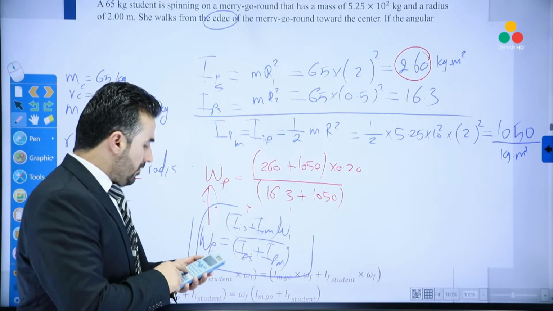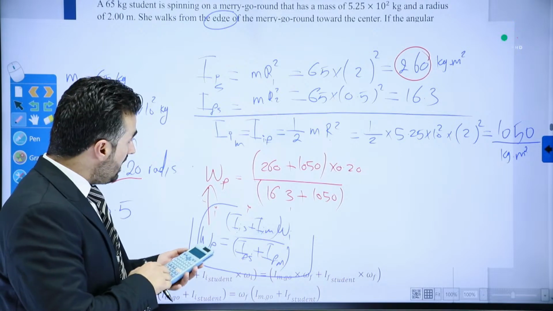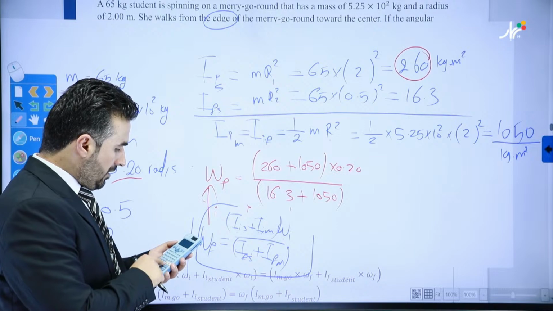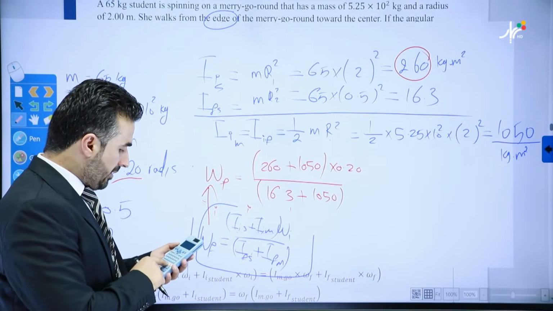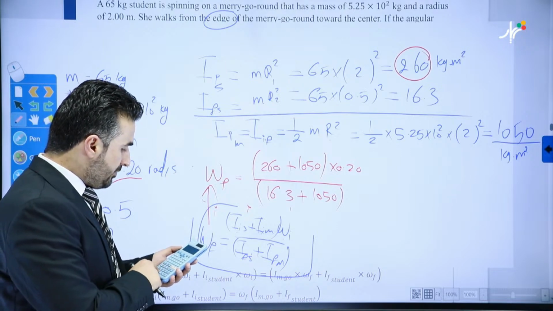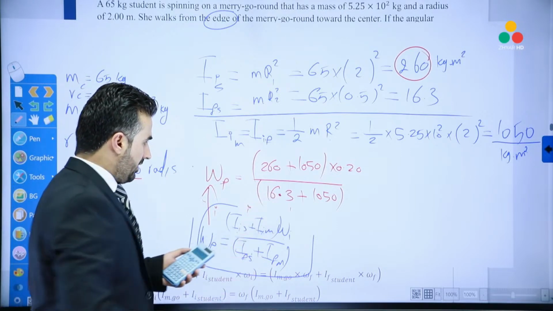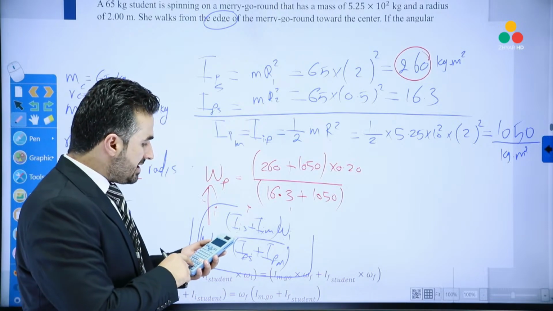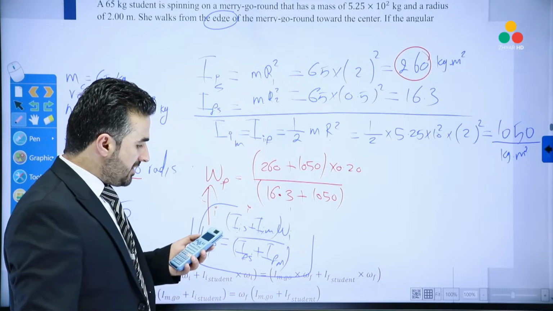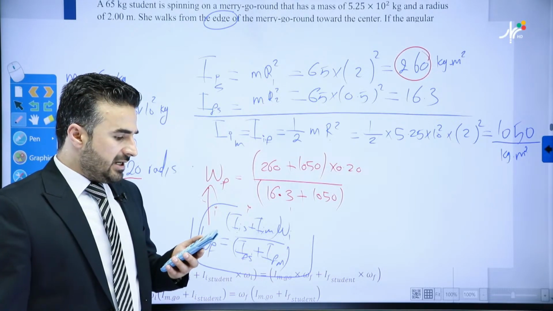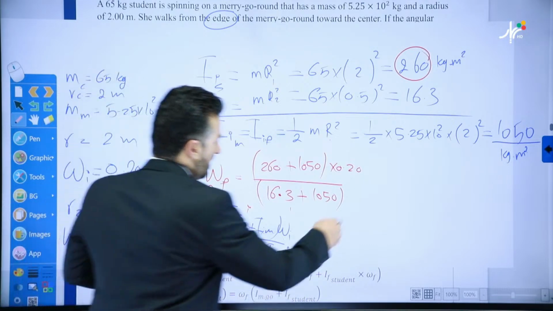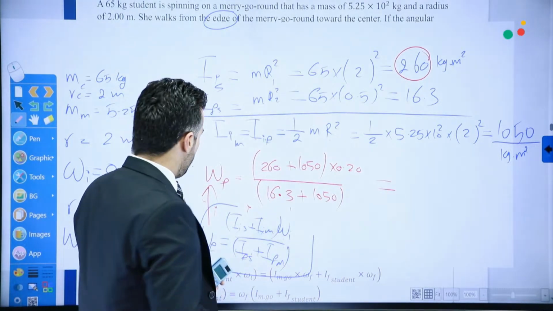So let's do it together. We can use a bracket. That is 260 plus 1050, multiplied by 0.20, divided by, you can open another bracket, 16.3, plus 1050. So what is going to be the answer? It is going to be 0.246. So the omega final will be what?